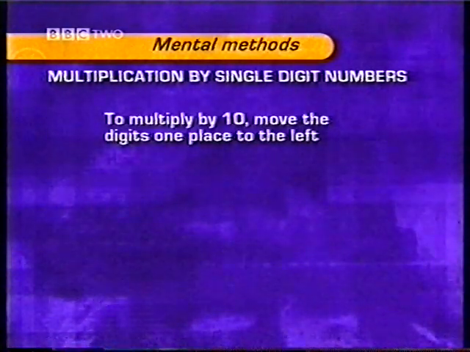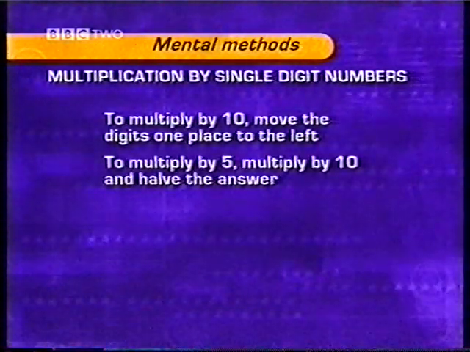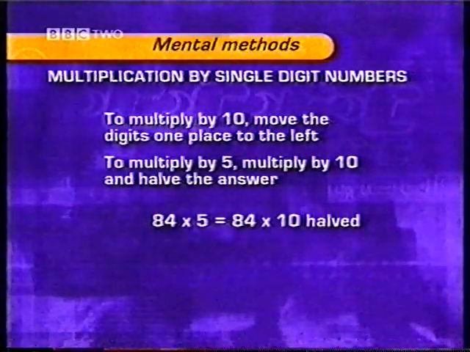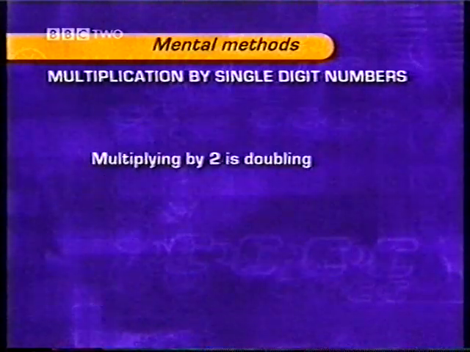If you're multiplying by a single digit number, there are some easy to remember methods. To multiply by 10, you move the digits one place to the left. To multiply by 5, you multiply by 10 and halve the answer. So 84 times 5 is 840 halved, that's 420.